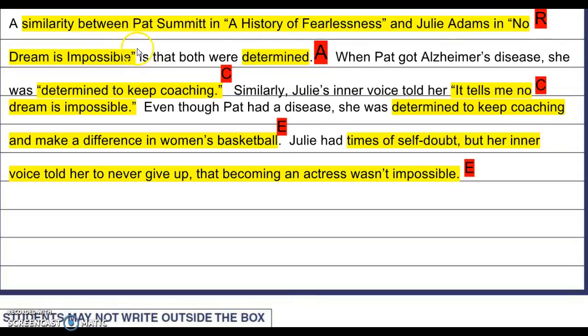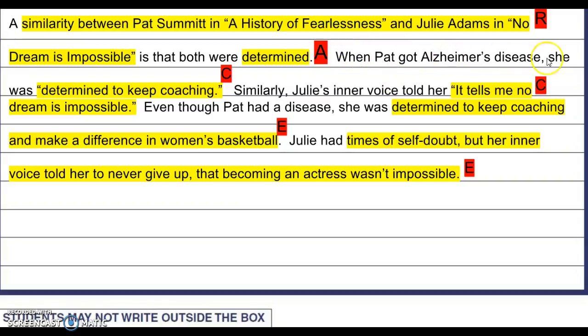Then here's my connecting word, is that both were determined. So there, in just that one word, is my answer, the word determined. So I've now answered my question correctly, and here's where it gets to be a little bit different than a single short answer, because I've answered the question, how are they similar? So this is together. Now I need to go to each text separately and talk about pieces of evidence from each one.